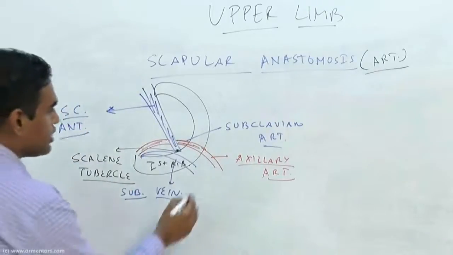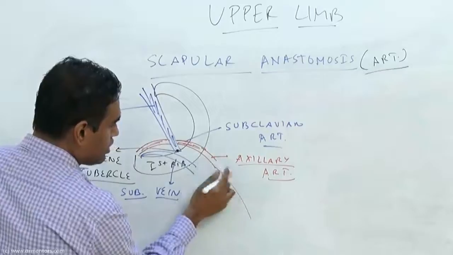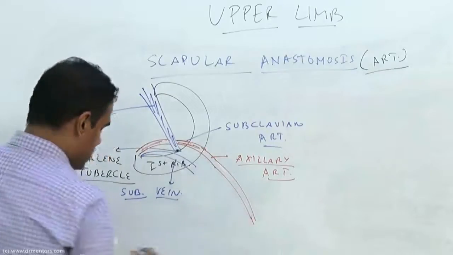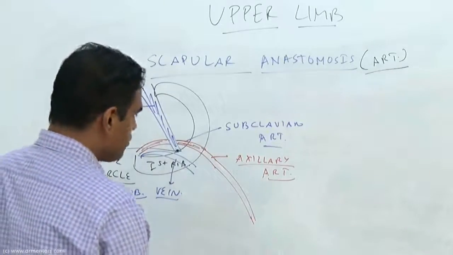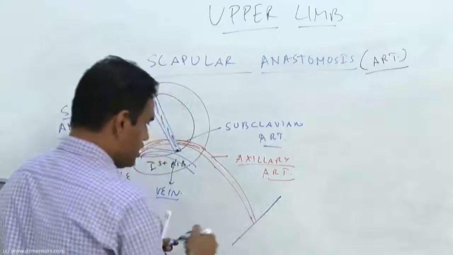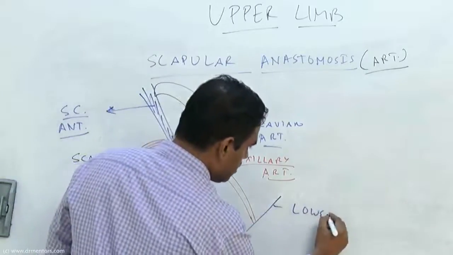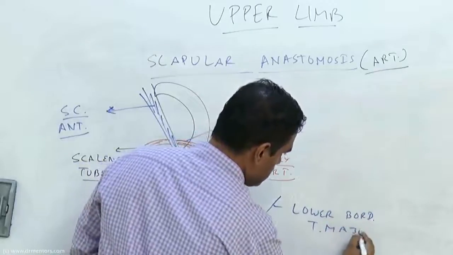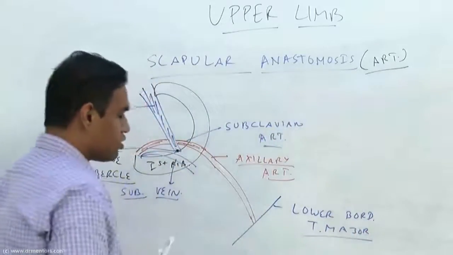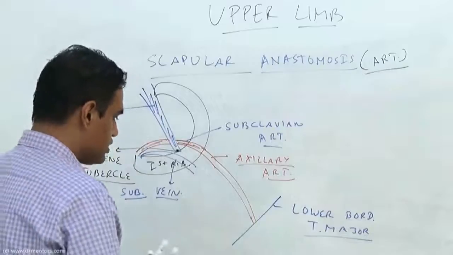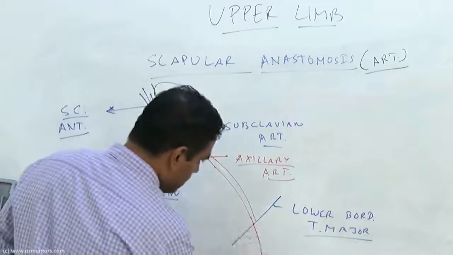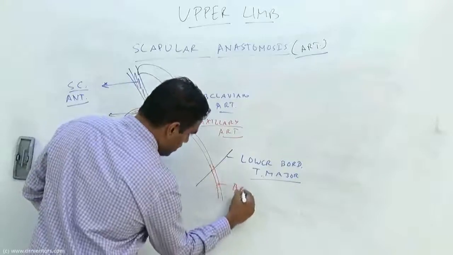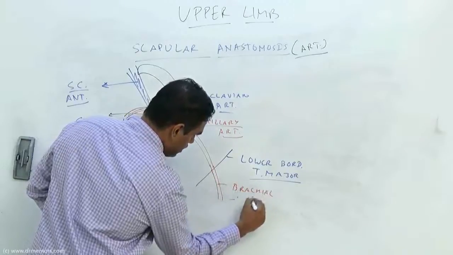Now remember, this axillary artery will supply the axilla, and at the lower border of teres major. At which part? At the lower border of which muscle? Teres major. As soon as this artery crosses the lower border of teres major, then is the time when we call it the brachial artery.